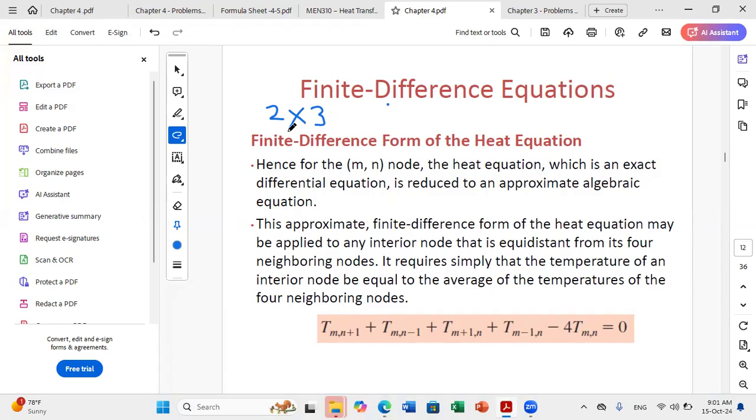Hence, for the m, n nodes, the heat equation, which is an exact differential equation, is reduced to an approximate algebraic equation. This approximate finite difference form of the heat equation may be applied to any interior node that is equidistant from its 4 neighboring nodes. It requires simply that the temperature of an interior node be equal to the average of the temperature of the 4 neighboring nodes.